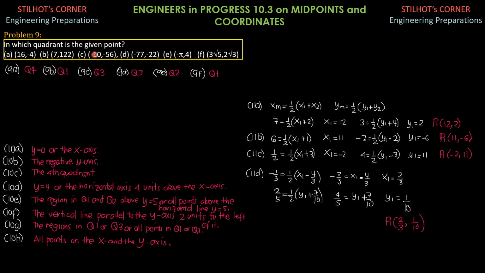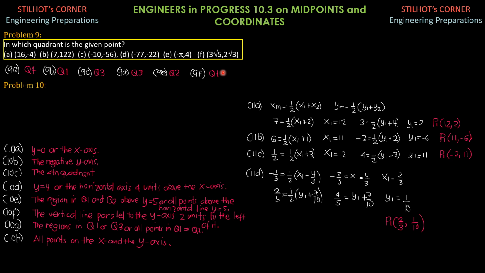So this is both negative, therefore it is in quadrant 3. Both negative, so quadrant 3. Negative pi comma 4: since it is the abscissa that is negative and the ordinate is positive, this is in quadrant 2. Then both positive, quadrant 1.